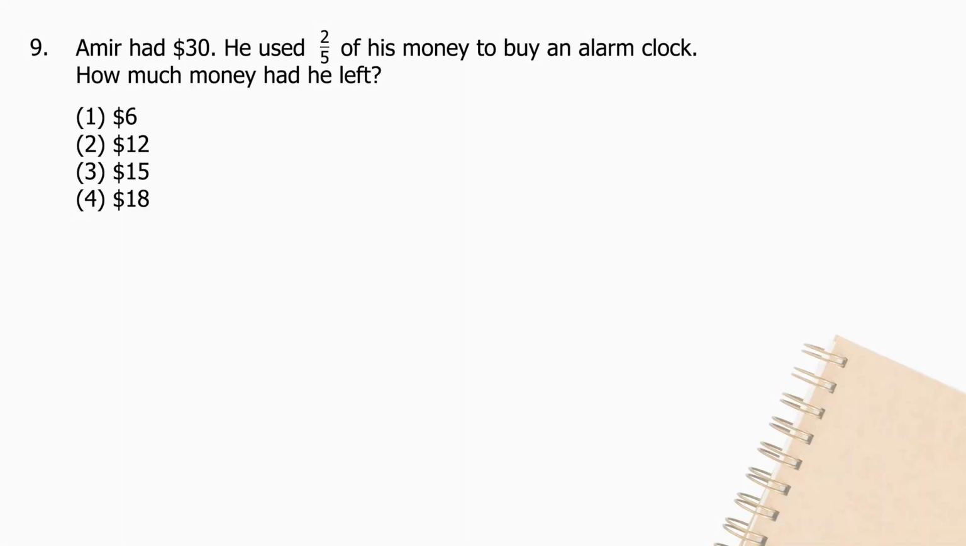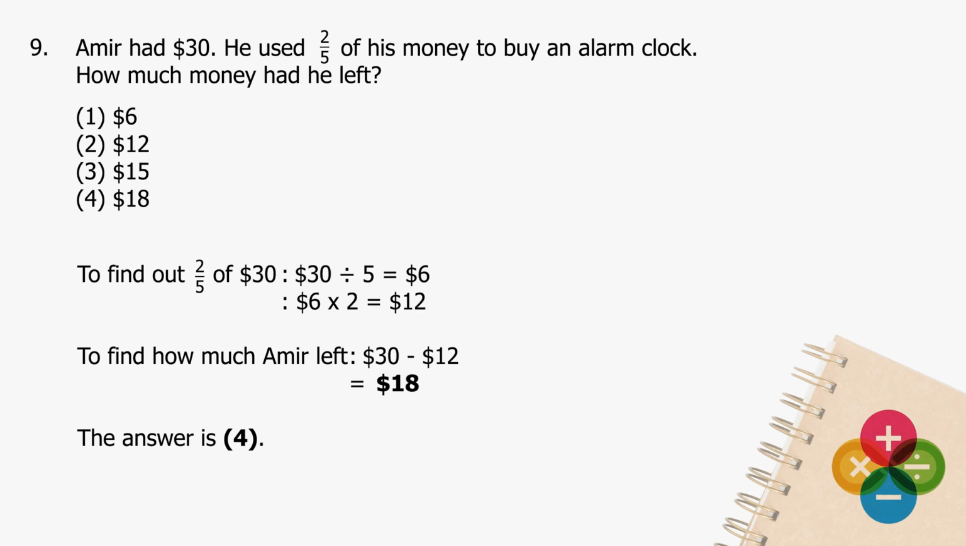Question 9. Amir had $30. He used 2/5 of his money to buy an alarm clock. How much money had he left? To find out how much is 2/5 of $30, divide $30 by 5, and you will get $6. Multiply $6 by 2, and you will get $12. 2/5 of $30 is $12. Subtract $12 from $30, and the difference is $18. Amir was left with $18. The answer is 4.